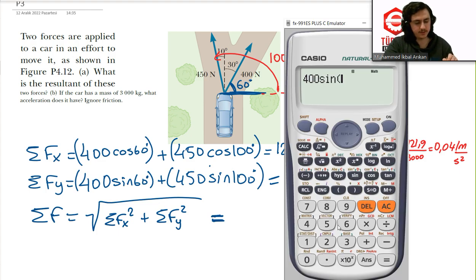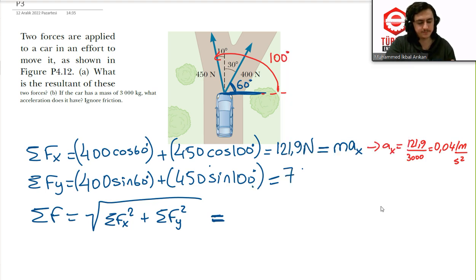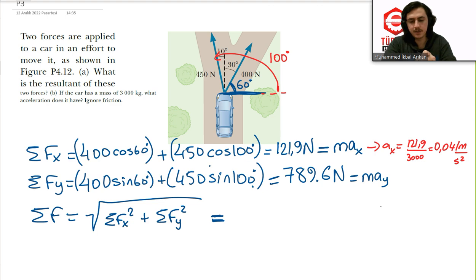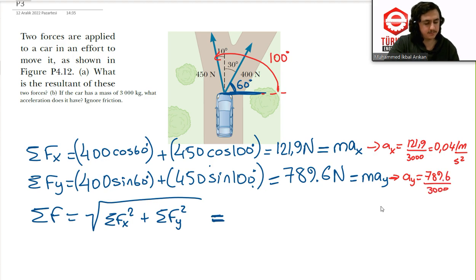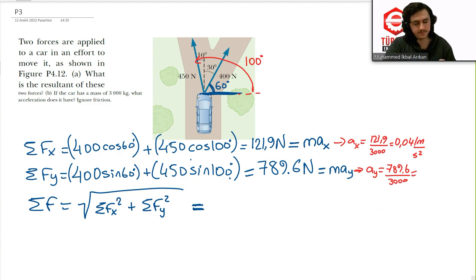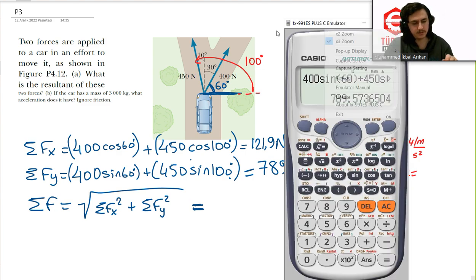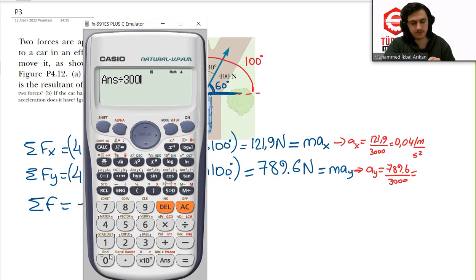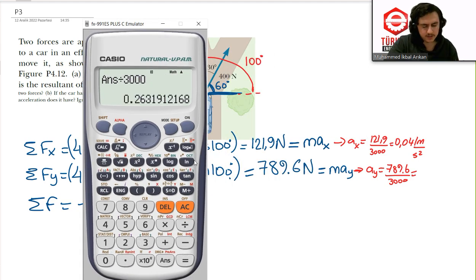So 400 sine of 60 plus 450 sine of 100 will give me the net force, which is just 789.6. That must be equal to what? M times acceleration in y. So acceleration in y will be equal to the net force, which is this one, divided by the mass, which is 3,000. So just divide this one by 3000, and you will get the acceleration in y, which is just 0.263.